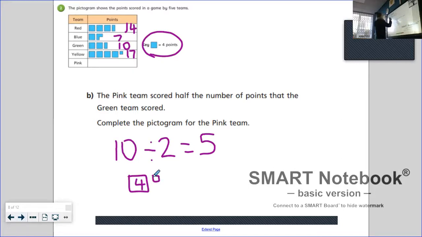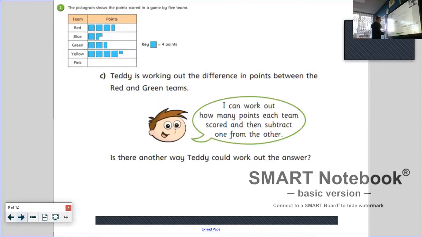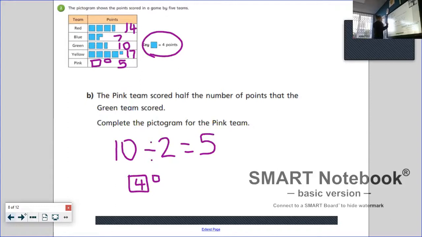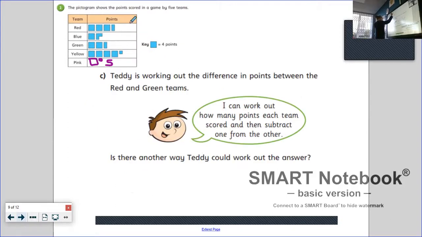So now fill that in on the pictogram. And then I can fill in my total of 5. Well done, guys. So I'm going to now fill in my totals. It was 5. We had, go back and check, 14, 7, 10 and 17. And then the last one there is 5.